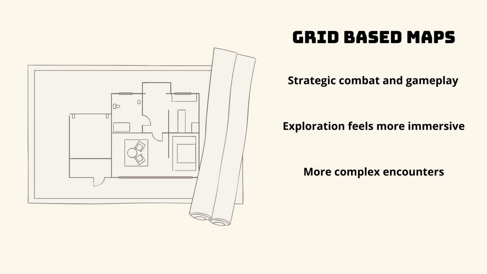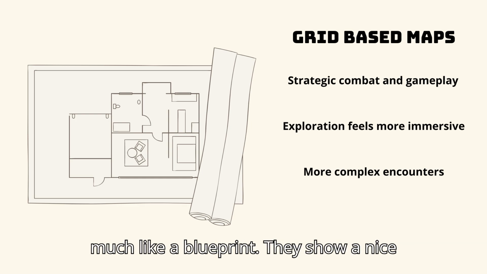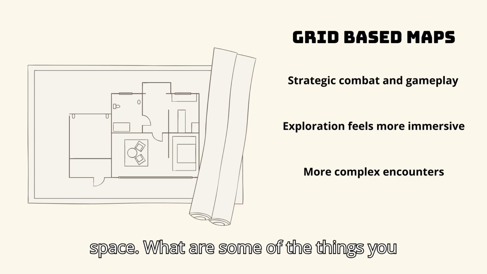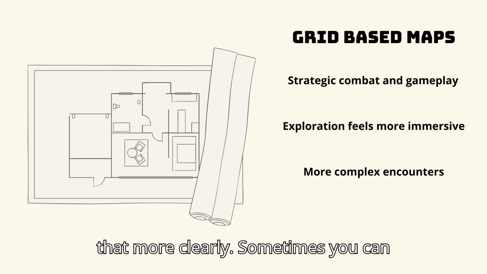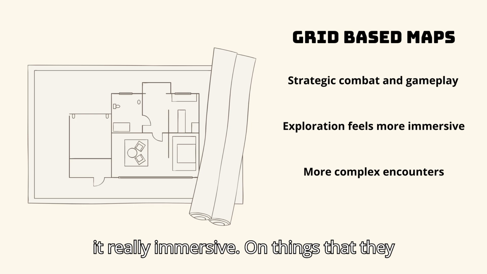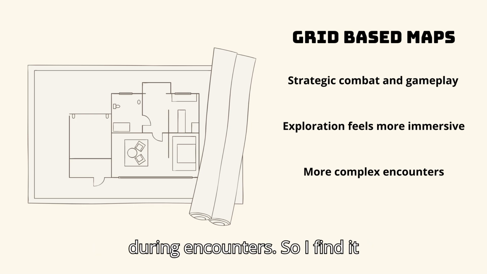Moving on to grid-based maps. Grid-based maps are very much like a blueprint. They show a nice representation of where they are in this space. What are some of the things you want to represent in the story? You can do that more clearly. Sometimes you can label things on your map and make it really immersive with things that you can interact with during combats or during encounters.